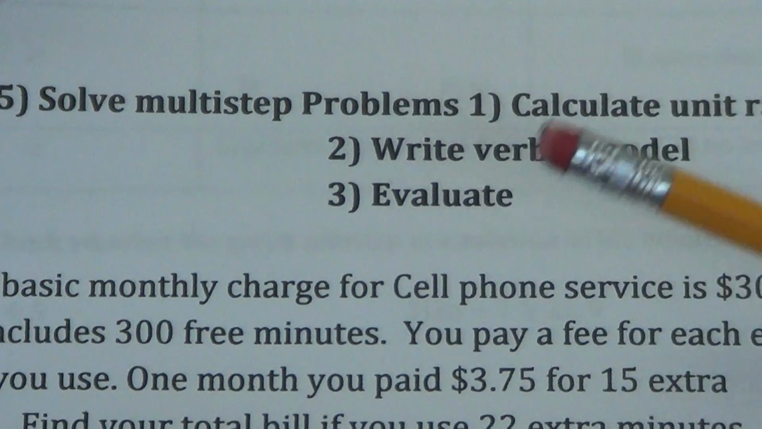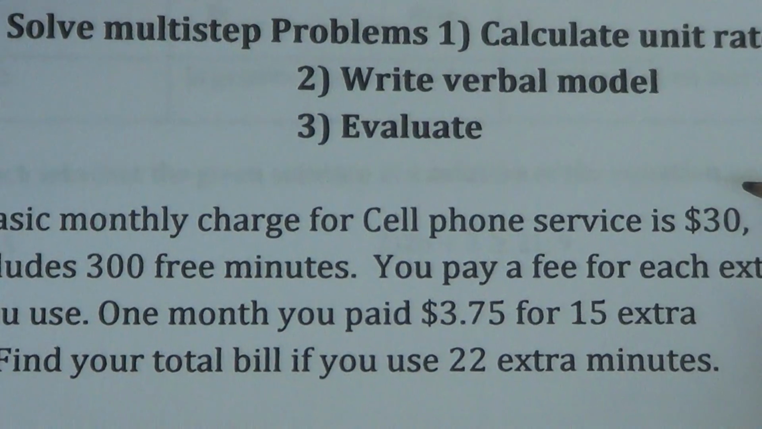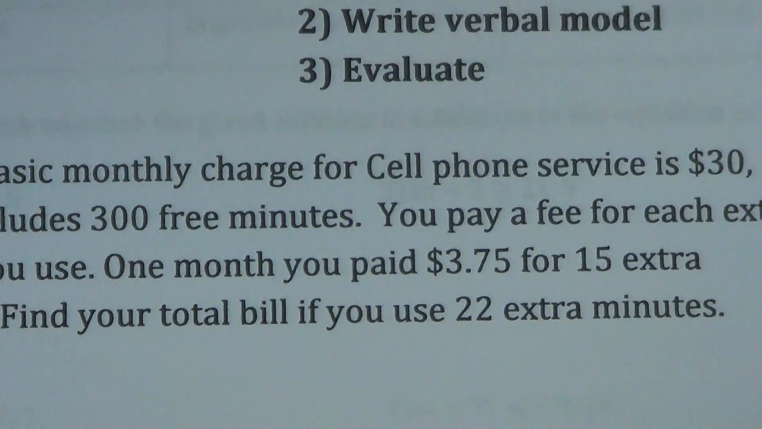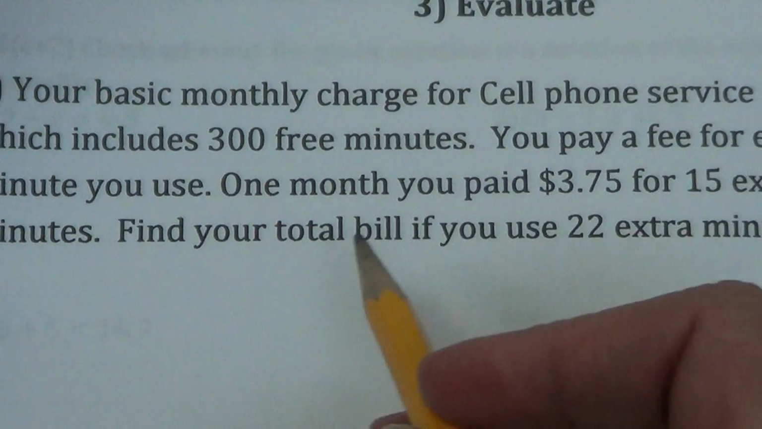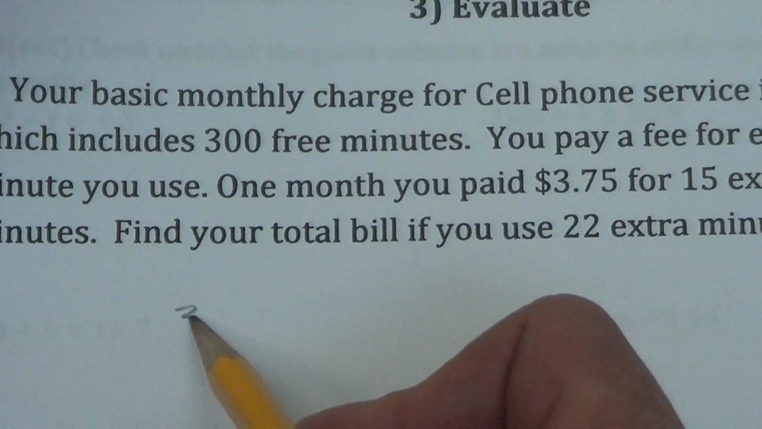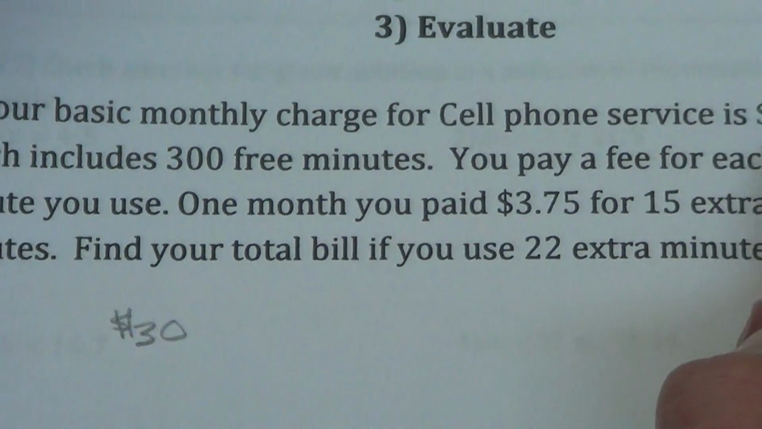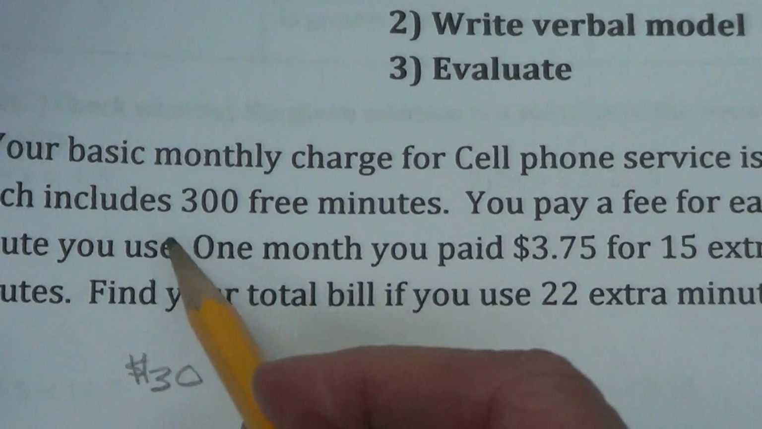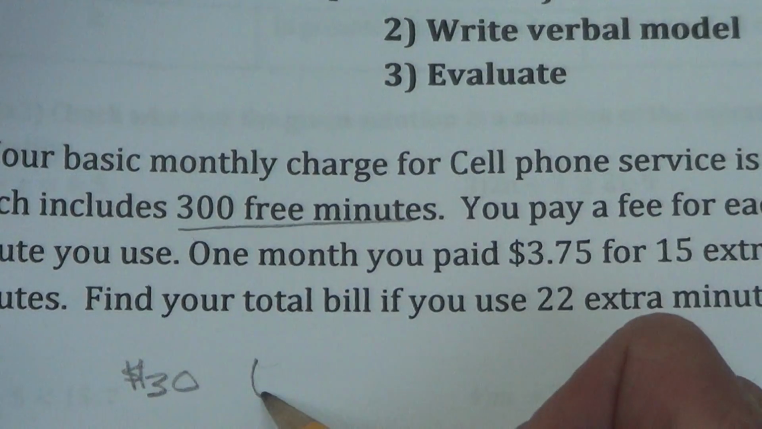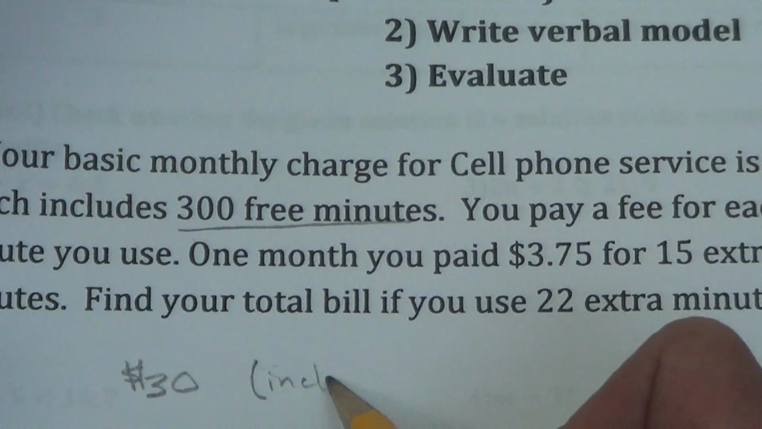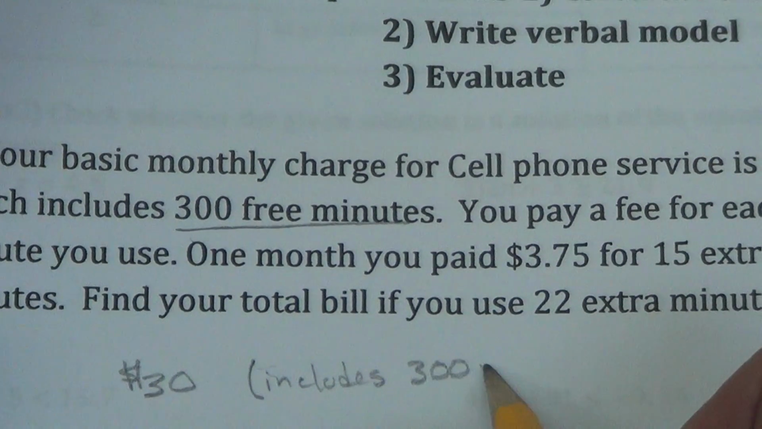Okay, next thing is to solve multi-step problems, calculate unit rate, write a verbal model, and evaluate. Your basic monthly charge for a cell phone service is $30. I like to just write down a few little notes as we go. That seems important. It includes 300 free minutes. So we'll just make a note here. Includes 300 minutes.